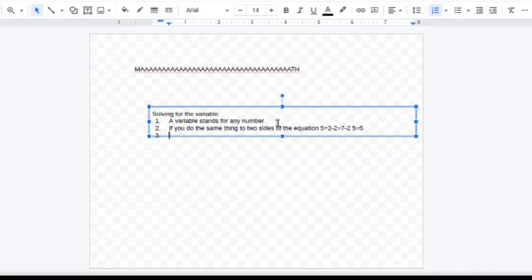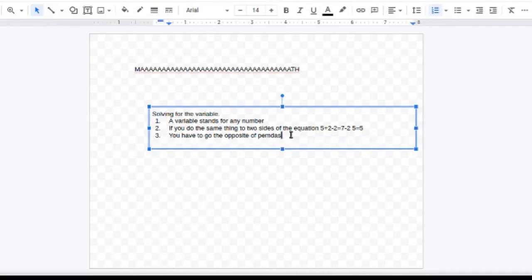And 3, you have to go the opposite of PEMDAS. To do this, it has to be done. Just has to. If you know these 3 things, it does not matter because we need one more.